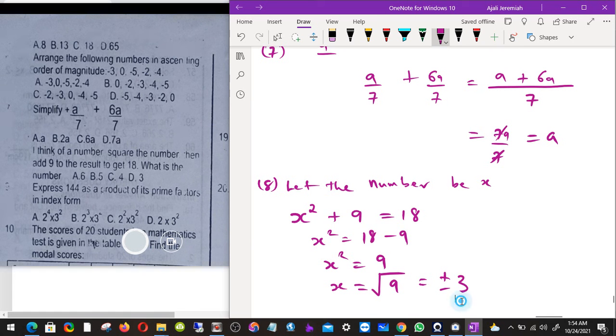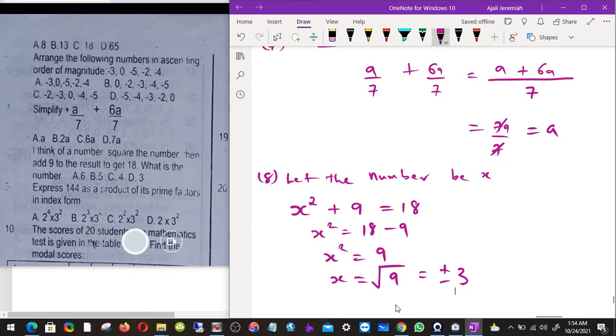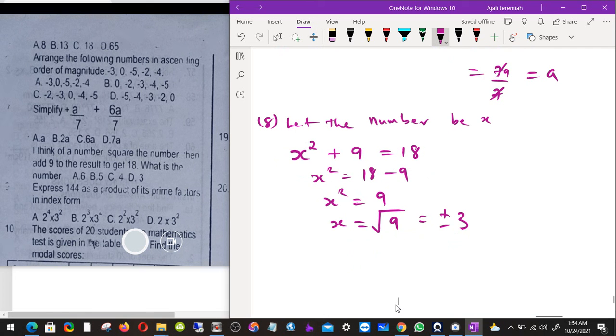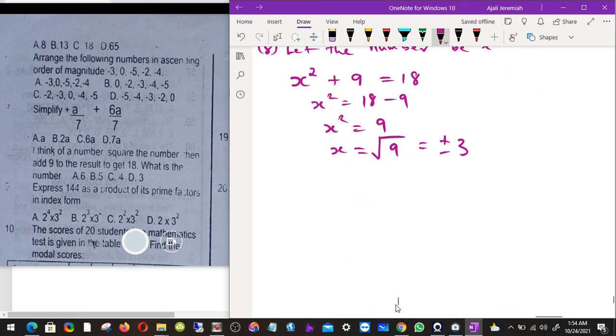Okay, number 9, express 144 as a product of its prime factors in index form. We are to express 144 as a product of its prime factors in index form. Okay, let's get that done.